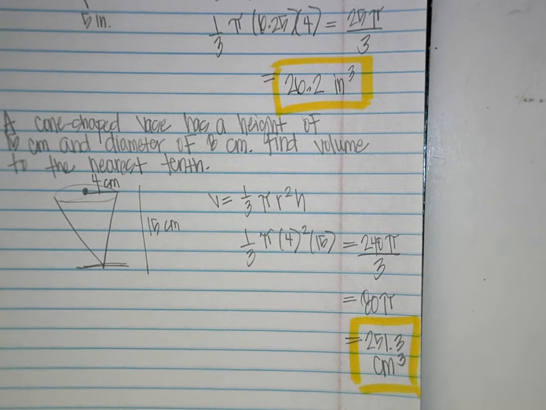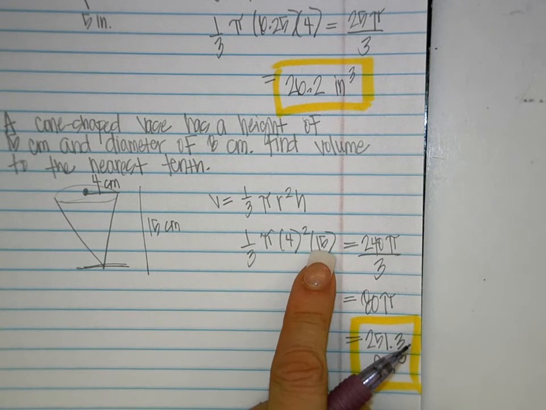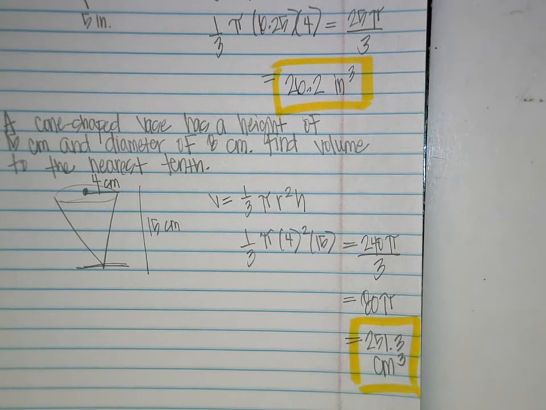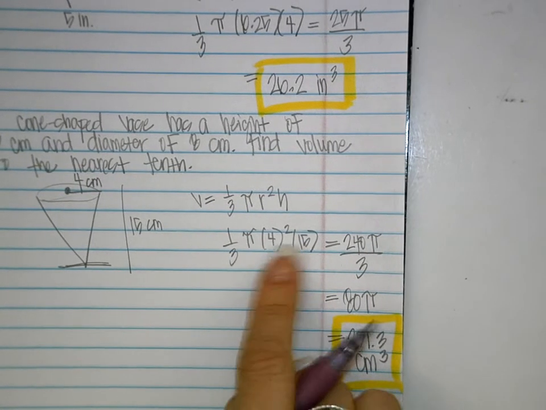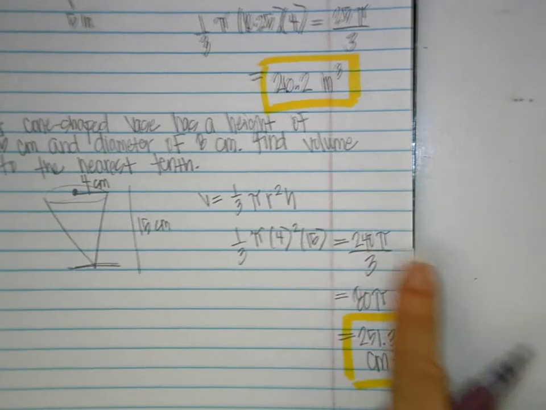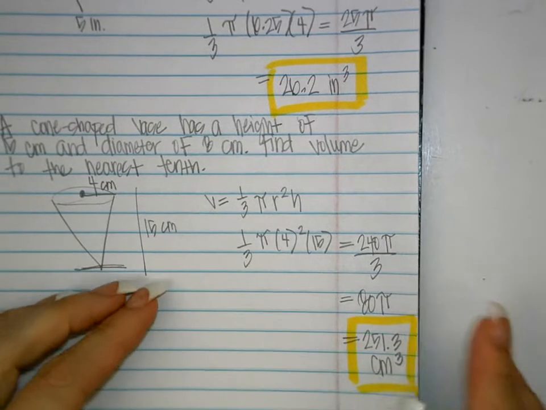Yes, ma'am? Because 4 squared is 16. 16 times 15 is 240. So I multiplied it on my calculator. Whenever we're doing multiplication, you don't have to go in order. So I multiplied the whole numbers first, and then I left out the pi. Because remember, order of operations, you can multiply things in any order. So you don't have to multiply the pi part first.